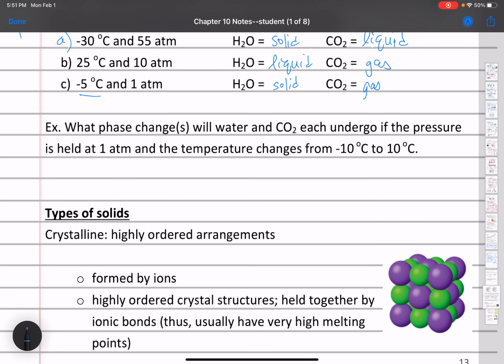Okay. One more example question. What phase changes will water and carbon dioxide each undergo if the pressure is held at 1 atmosphere and the temperature changes from -10 to 10 degrees Celsius? That's basically what I just showed you. For water, it'll go from solid to liquid to gas, so it will go through melting and vaporization, whereas for carbon dioxide, it's going to go from a solid to a gas directly. It'll sublime. It'll go through sublimation.